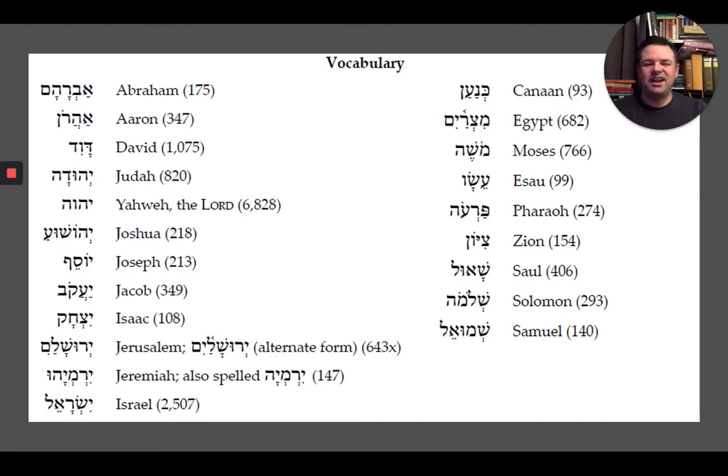The next one is Canaan. So you have that ayin in there, Canaan. It's just a hard glottal stop. The next one is Mitzrayim, which is Egypt. Then Moses, Moshe. The next one is Esau. So that one's harder.